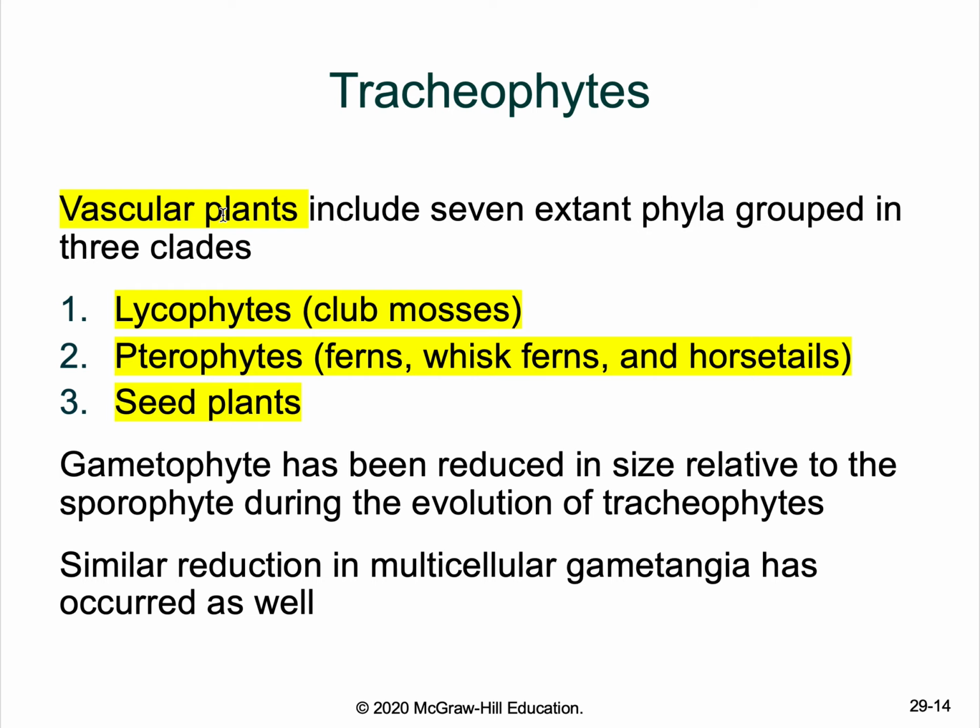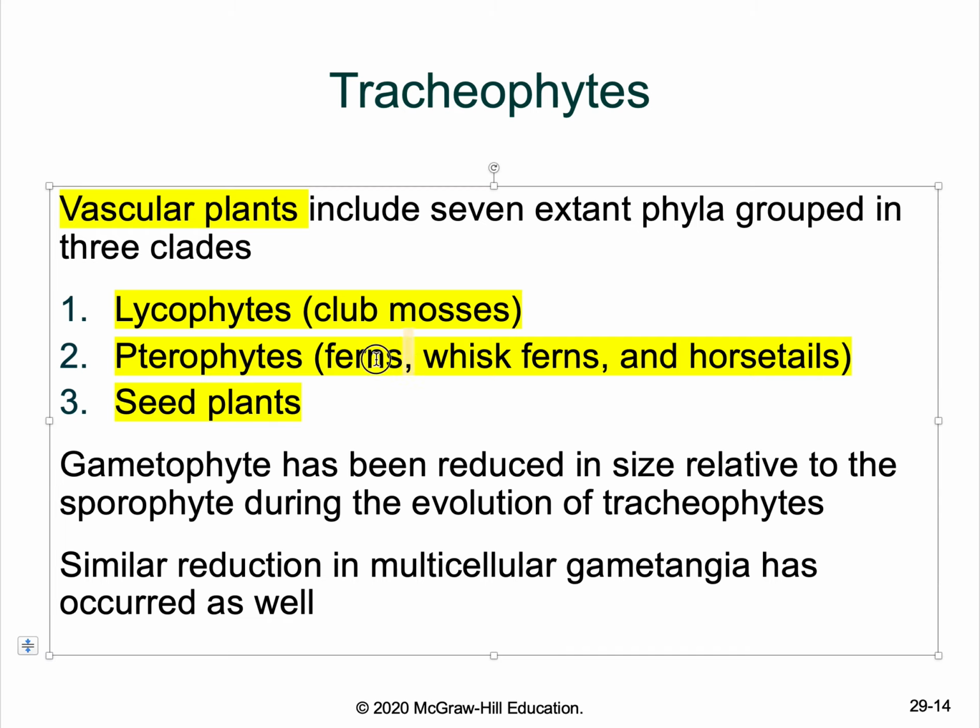Tracheophytes are also known as vascular plants. So these are plants that have vascular tissue, which is the xylem and the phloem. There's different types, most notably the ferns. Ferns are probably going to be the most popular one, seeded plants as well, and then a different type of moss, which we call the club moss. So all of these have vascular tissue, and so they can grow taller than the other plants that we mentioned before.